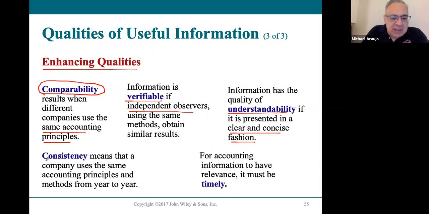Companies are consistent when they use these accounting principles. They use the same accounting principles from year to year. And so the information is very, very consistent, and we know how that's happened. And of course, the information that's reported, it happened in the time frame that it's reported in. So all accounting information is timely.